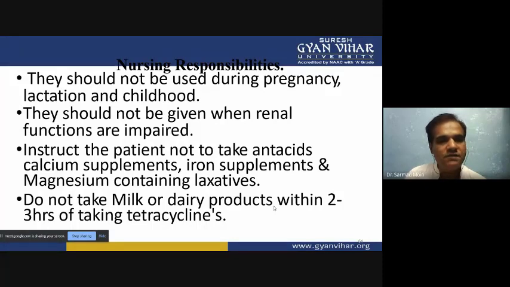Then they should not be given when renal functions are impaired, or to a patient with a history of renal dysfunction. Those patients we should not give tetracycline. Then instruct the patient not to take antacids, calcium supplements, iron supplements, and magnesium-containing laxatives, and not to take milk or dairy products within 2 to 3 hours of taking tetracycline, because when the patient takes these as food intake, the tetracycline effect will be changed, and it will react and create side effects.